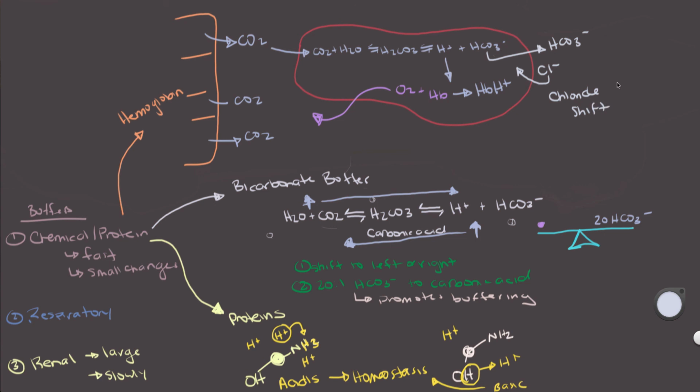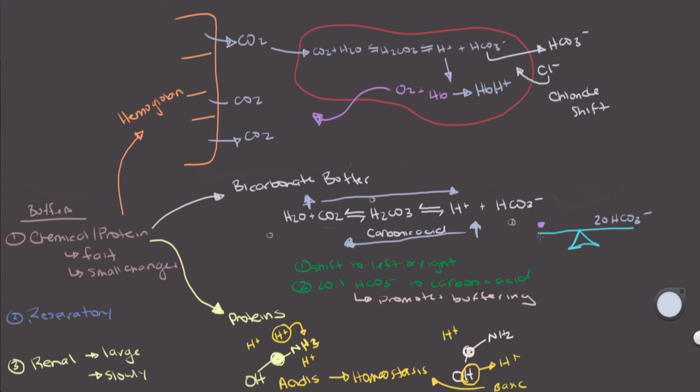So chloride moves into the red blood cell, exchanges itself for bicarb, and now we have bicarb out in solution where we can have that buildup of bicarb, where we can maintain this 20-to-1 ratio so that we can adequately promote buffering. So the last thing we're talking about here again is the hemoglobin buffer system.